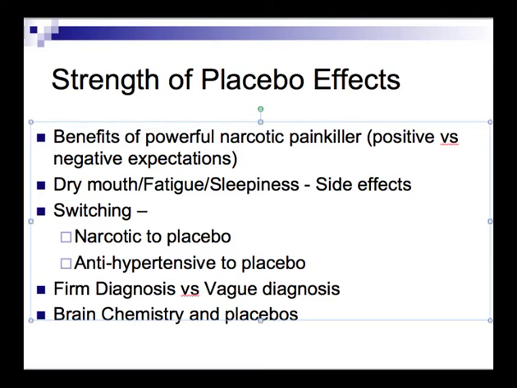So the point is that these placebo effects are real. They exist in your treatments when you face off against patients, and it's very difficult for you as a clinician to differentiate between when someone's actually experiencing a placebo effect and when somebody's actually getting better physically because of the things you're doing with them.